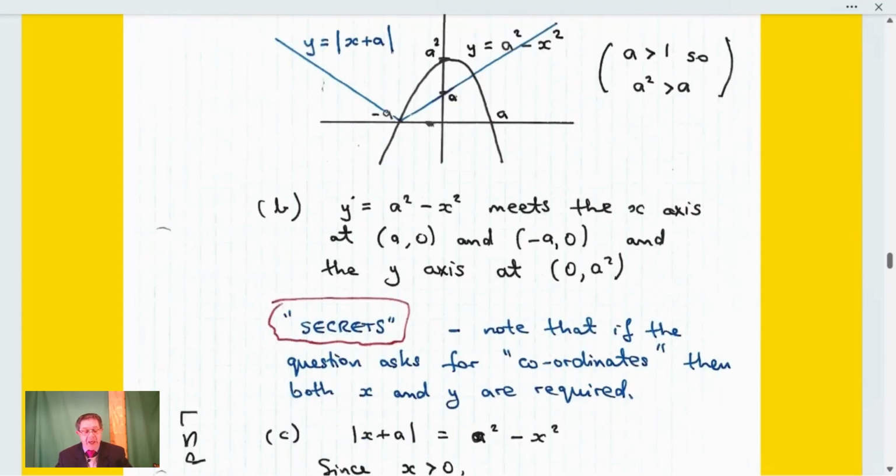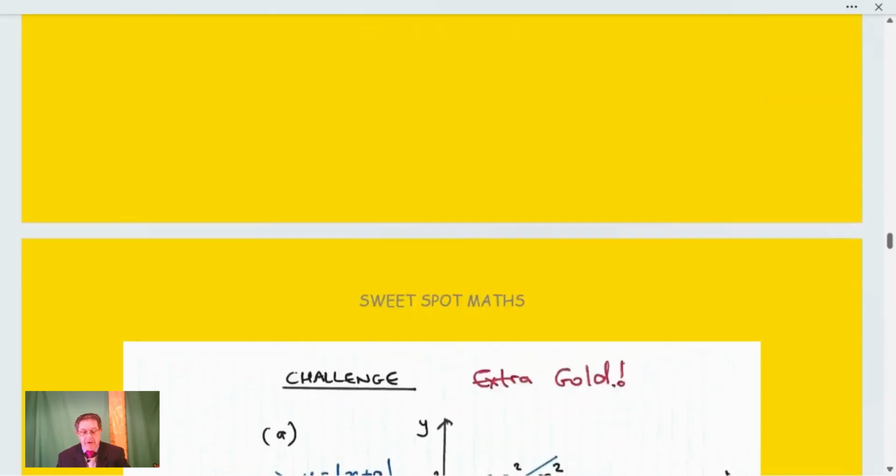My point here would be, if a question asks for coordinates, then you must write down both the x and the y coordinates, not just one of those. Examiners in general don't mind whether you use brackets or whether you write x is a, y is 0, but they do want both coordinates if that's what they ask for.